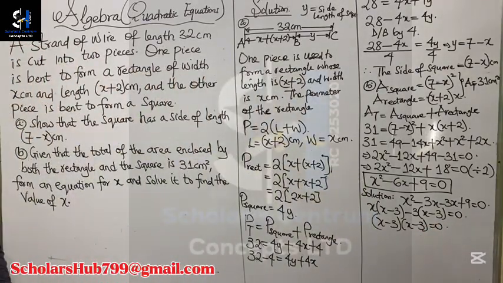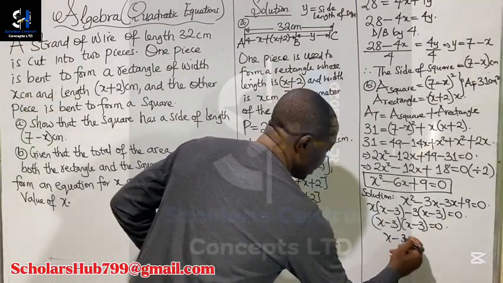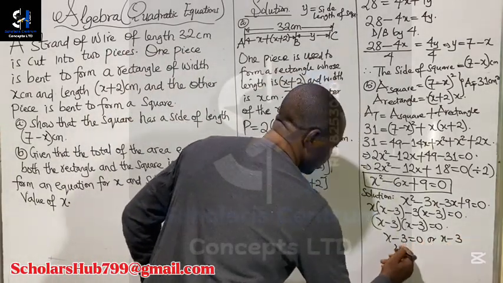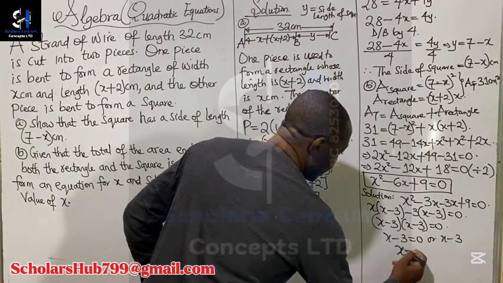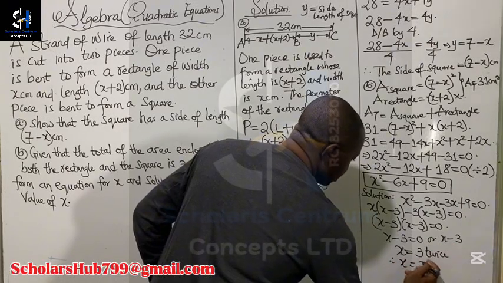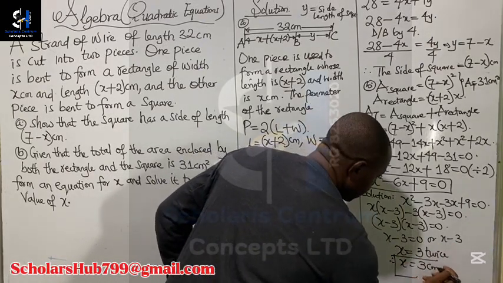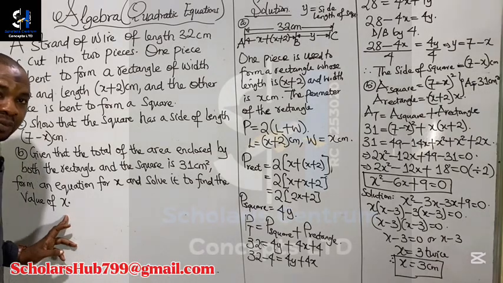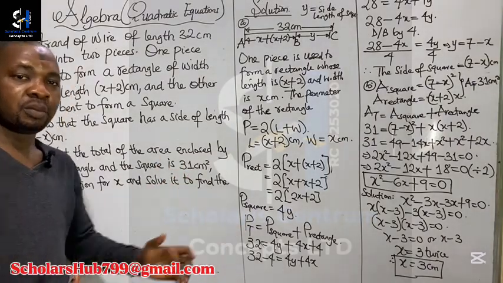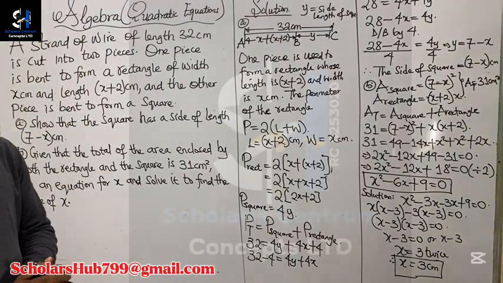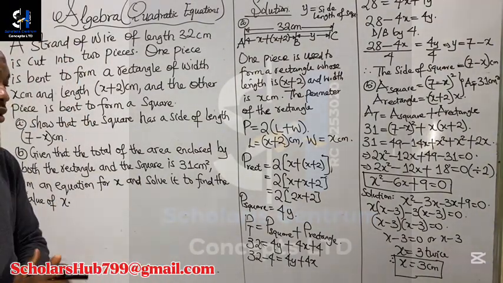Using the zero product identity, we set x minus 3 equals 0, so we have x equals 3 twice. So the value of x is 3 centimeters. The value of x is 3 because we are asked to solve for the value of x, not the side length of the square, but just to find out the value of letter x. And that is the solution. That's the answer to the question.